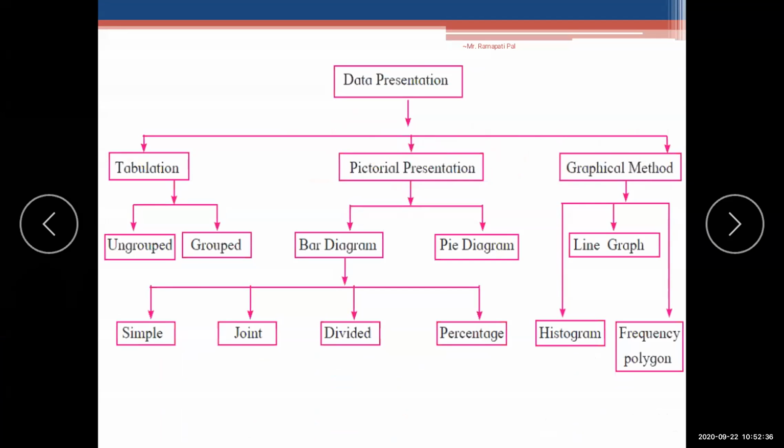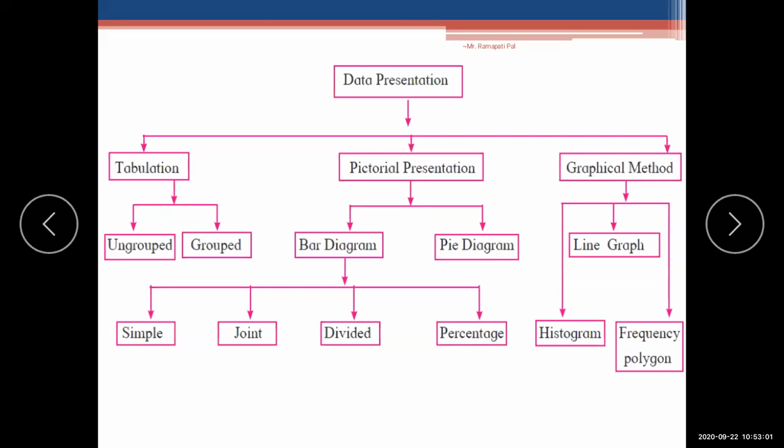Then the tabular form can be arranged in ungrouped and grouped frequency. You have learned ungrouped data in 9th standard. In 10th standard, we have seen grouped frequency or grouped data. Correct? Is it clear?